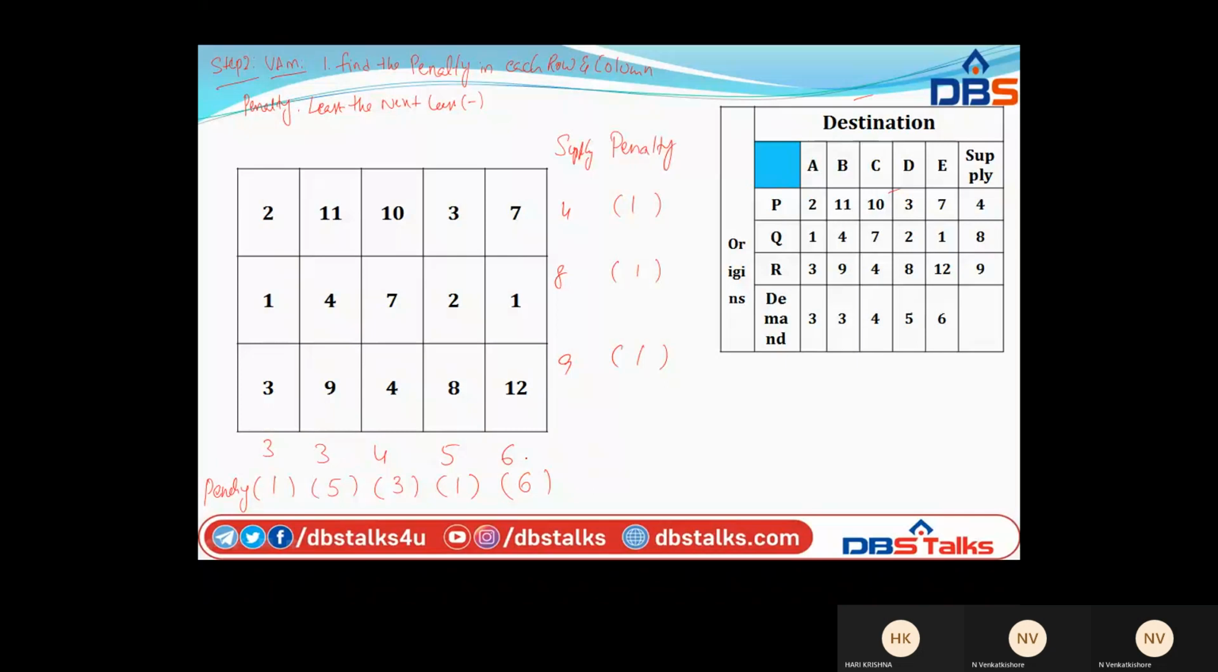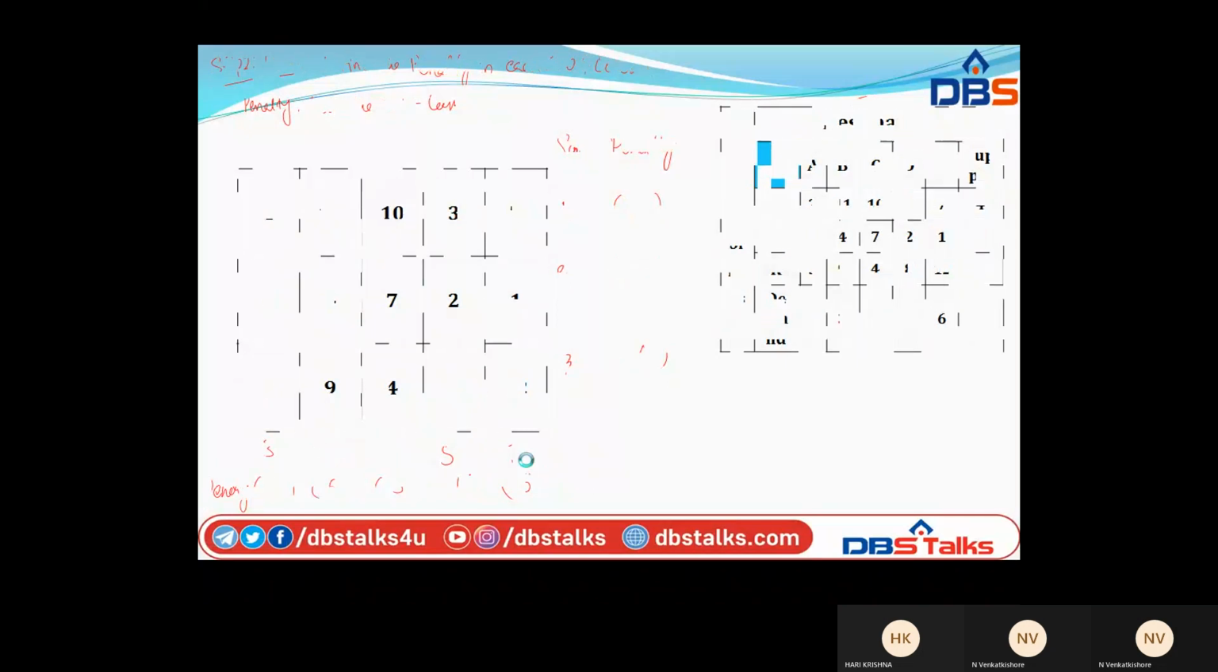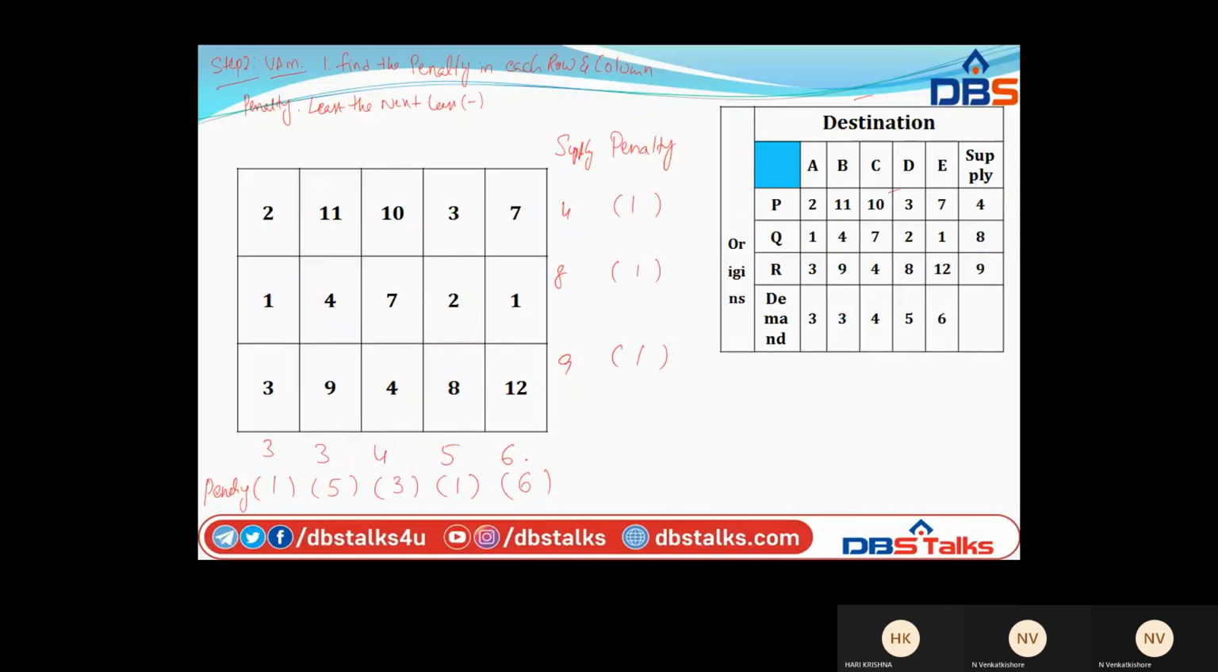So finding the penalties and keeping them in the brackets. Coming to the next one, here only the largest of these penalties. Next important point, find the largest penalty.